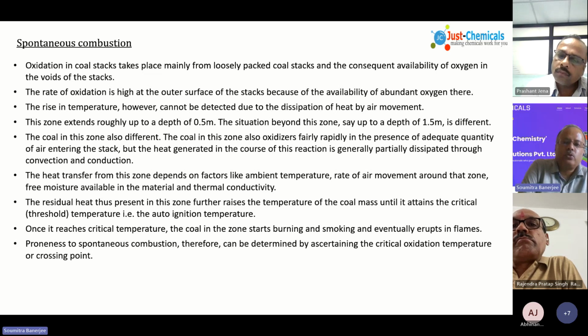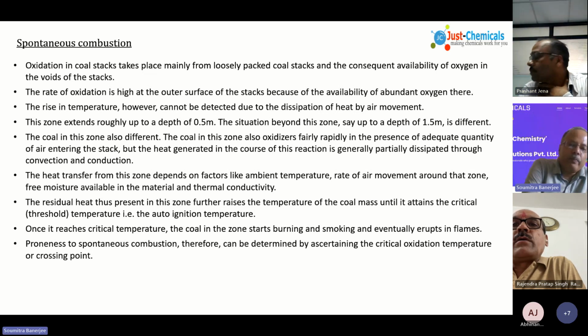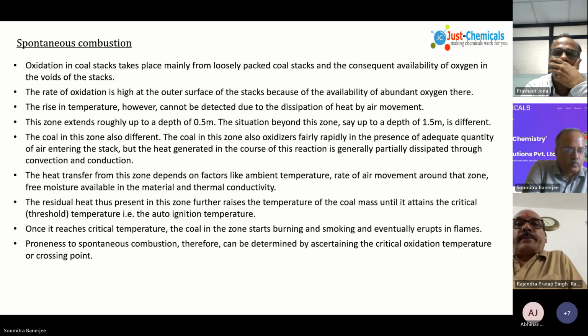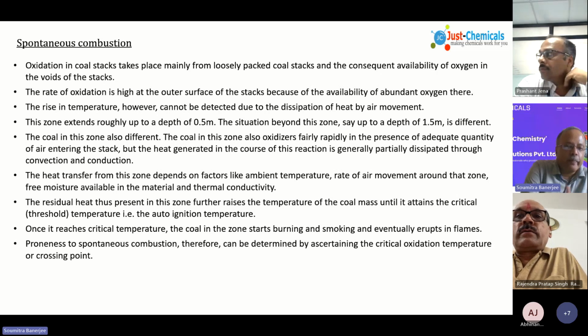And beyond this zone, say at a depth of 1.5 meters, the situation is different. In that zone, the coal also oxidizes fairly rapidly in the presence of an adequate quantity of air entering the stack. But the heat generated in the course of the reaction is generally partially dissipated through convection and conduction. The heat transfer from this inside zone depends on factors like ambient temperature, rate of air movement around that zone, free moisture available in the material, and the thermal conductivity.